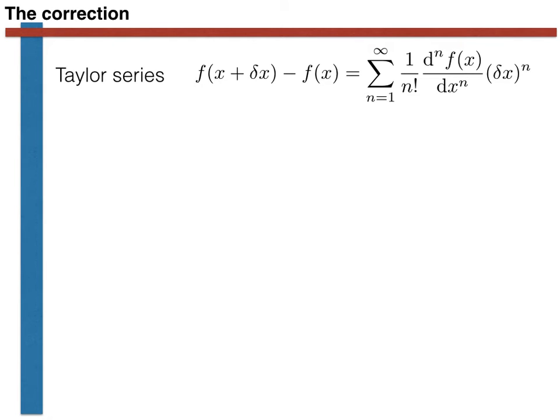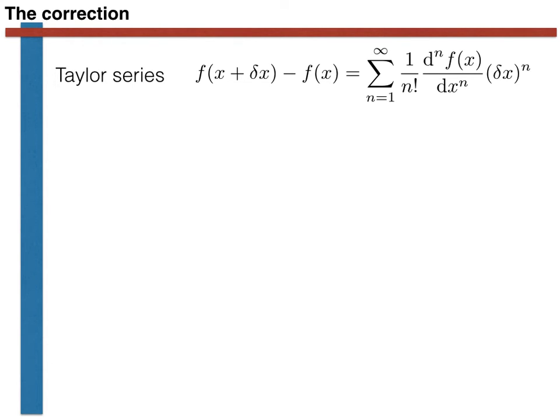It turns out that it is easy to fix our blunder, however. We simply have to multiply each of the terms in our expansion by a factor of 1 over n factorial as shown here. This gives us the Taylor series that should be reasonably familiar to you.